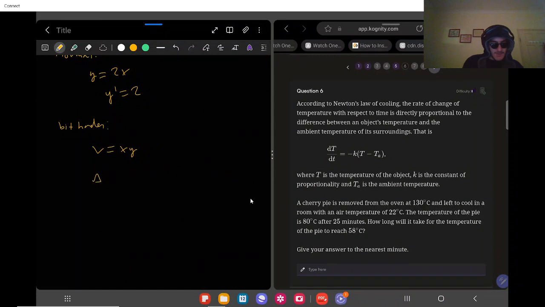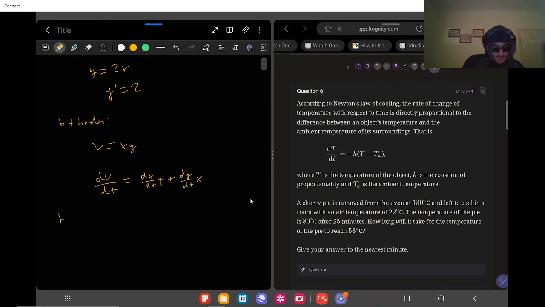D by d is delta, which means that dv over dt equals... Now this would use a product rule, so u prime v plus v prime u. Just always remember this: u prime v, so derivative of x, so dx by dt, y plus dy by dt x. For example, you could do it like that. This could be a way if you ever get a question like that. And I guess a bit harder.